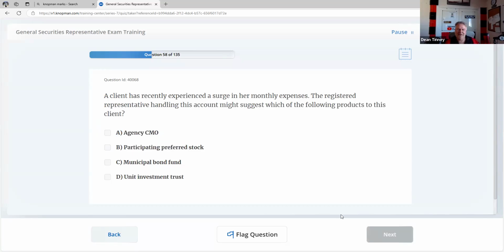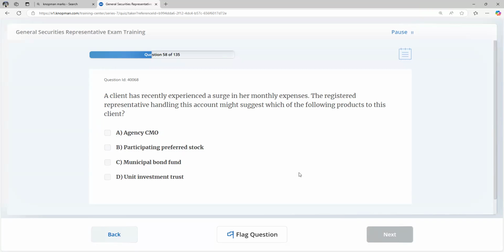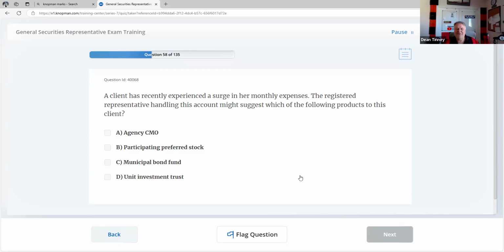A client has recently experienced a surge in her monthly expenses. The registered principal might suggest which of the following products to this client. What does she mean by a surge? I have no idea. I think the key is she could use monthly income, is how I am thinking of this. I could be wrong. A client has recently experienced higher monthly expenses, so she suggests which of the following products to a client.